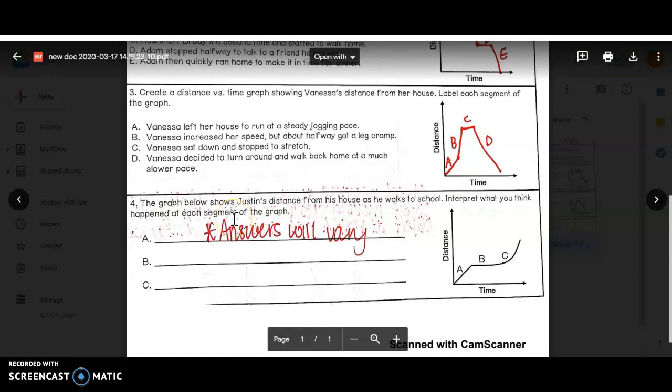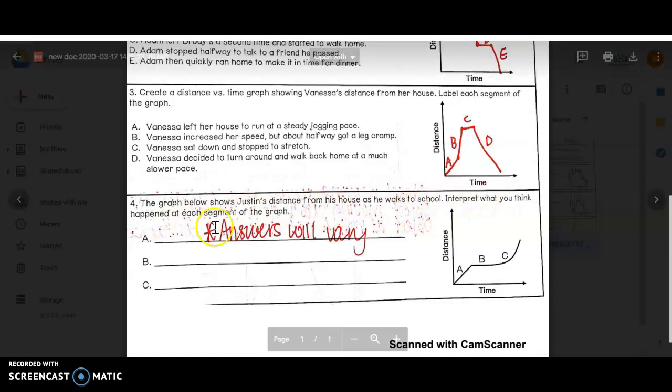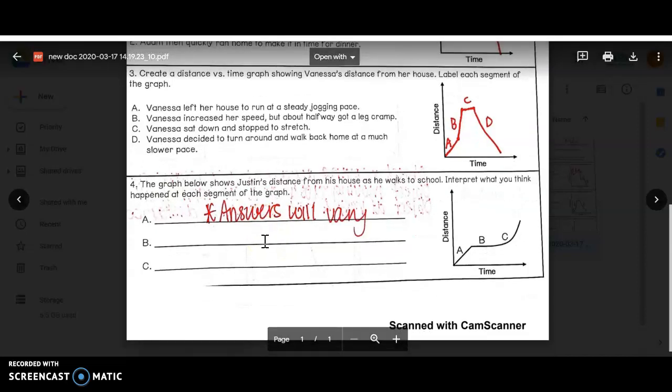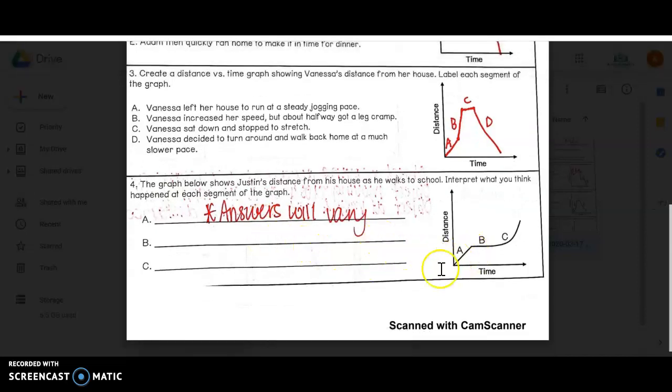Okay, the graph below shows Justin's distance from his house as he walks to school. Interpret what you think happened at each segment of the graph. So your answers could be different, but so as he walks to school, I would say that he leaves his house, he starts walking towards school at a steady pace.